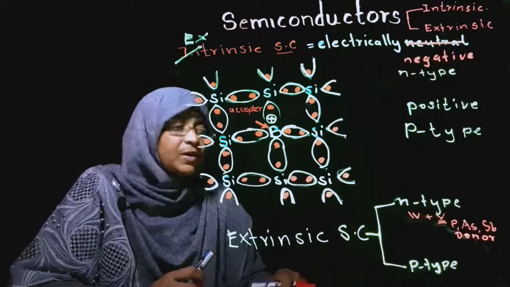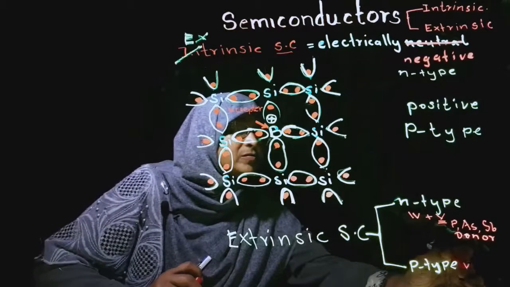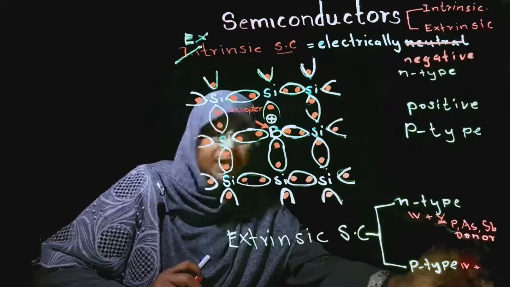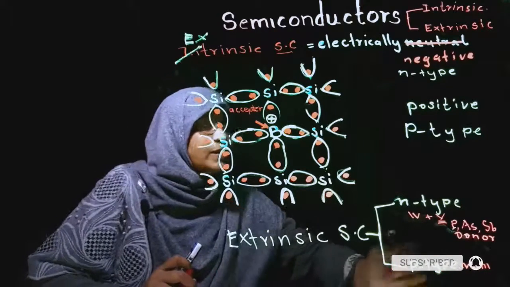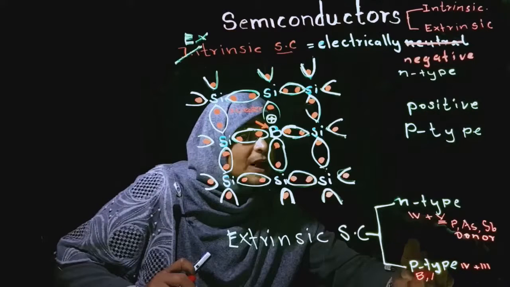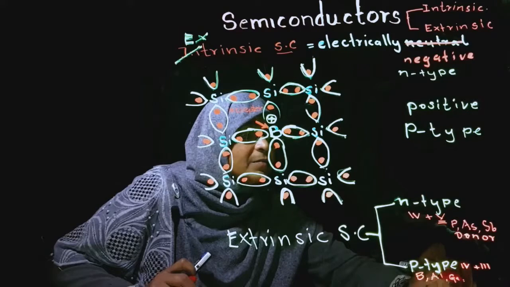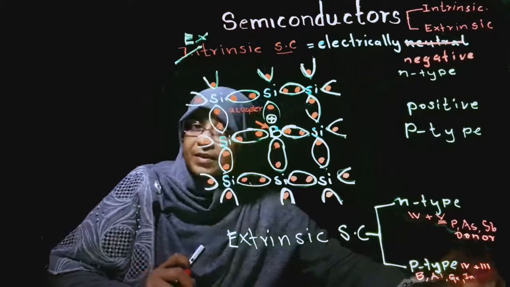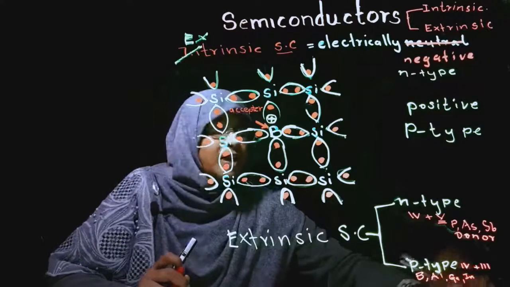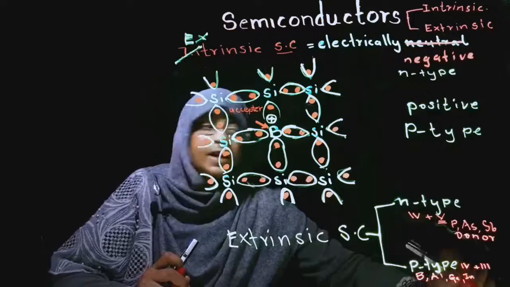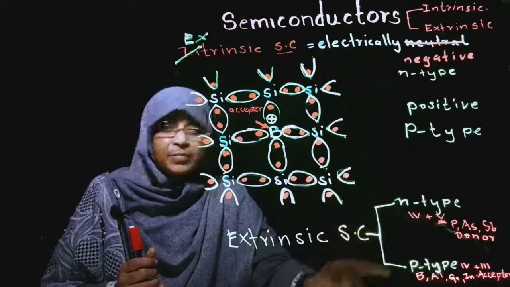We can form a p-type by mixing group 4 with group 3. As group 3, we can use boron, aluminium, gallium and indium. These group 3 atoms are called acceptor atoms. Now we know N-type and P-type.